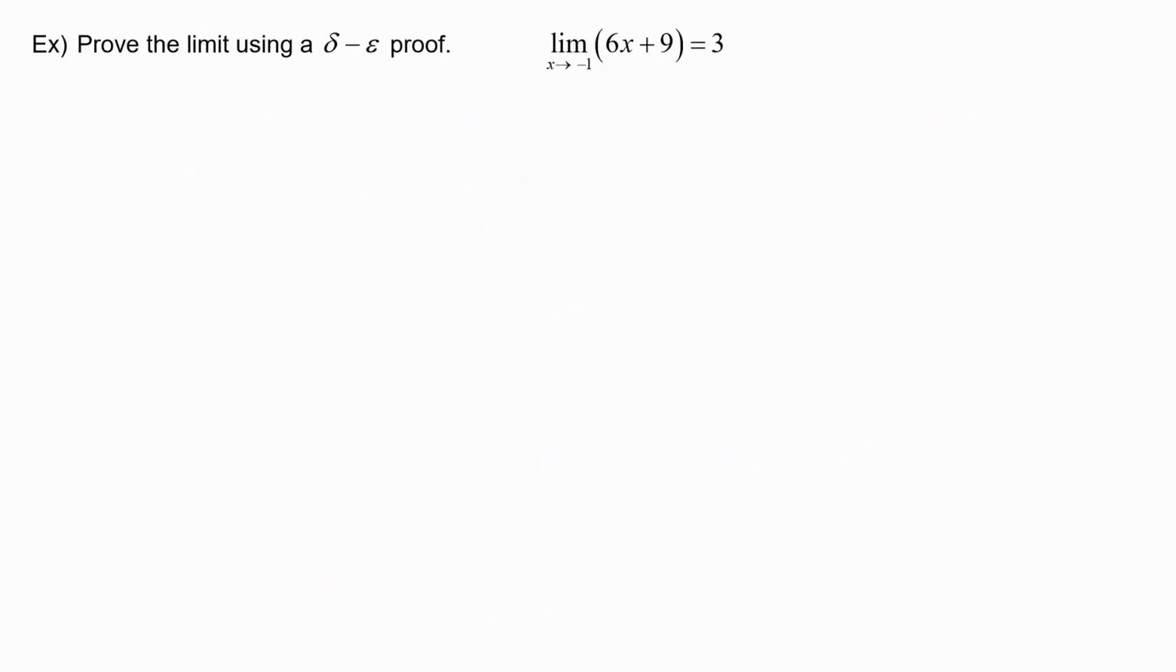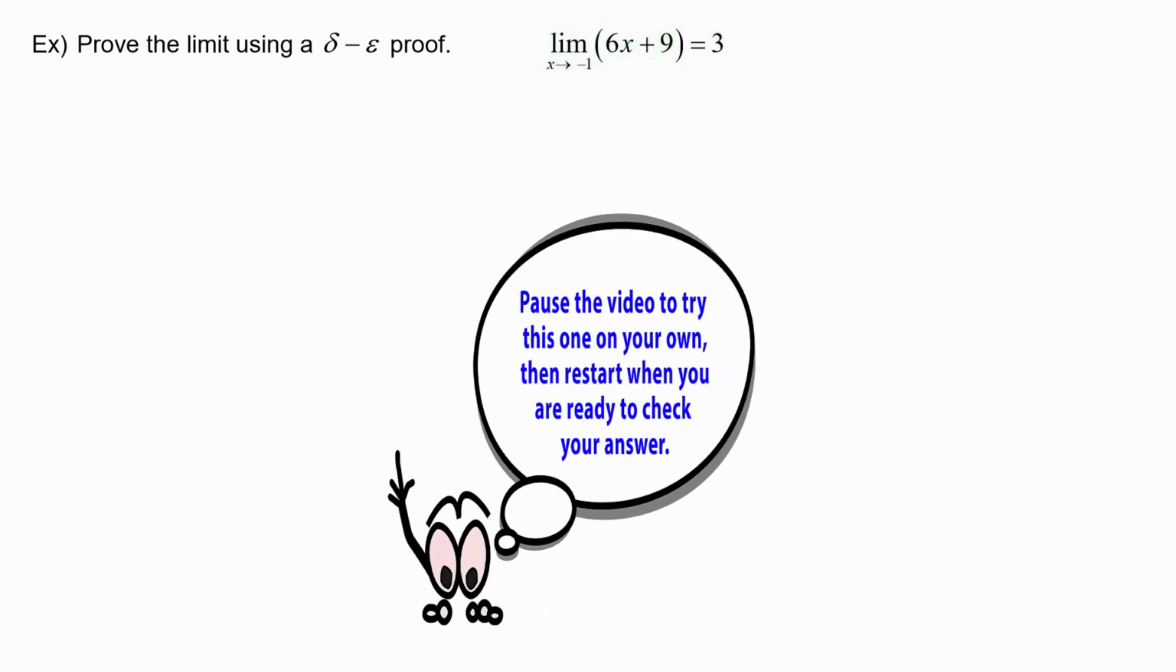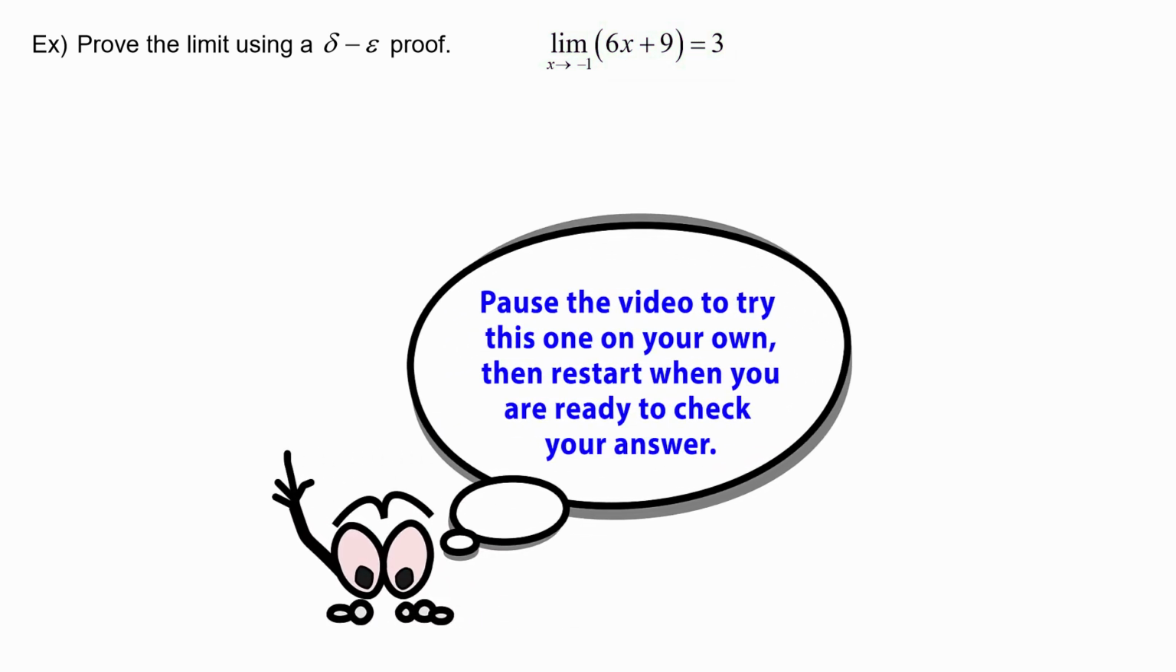In this example, we have to prove the limit using a delta-epsilon proof, given that the limit as x approaches -1 of the quantity 6x plus 9 is equal to 3. So I want you to pause the video and write the whole entire first sentence on your own, and then restart the video when you're ready to check that first sentence.